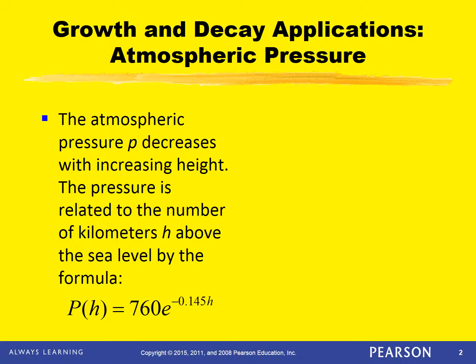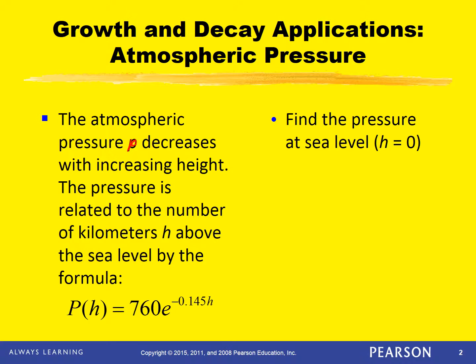The atmospheric pressure P decreases with increasing height. Okay, so imagine yourself, you're in a hot air balloon. Atmospheric pressure P decreases with increasing height. The pressure is related to the number of kilometers h above sea level by the formula P of h, that's the same P, equals 760 times e to the negative 0.145h. So that's how height above sea level in number of kilometers is related to pressure P.